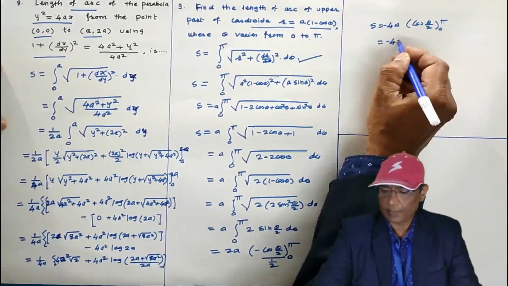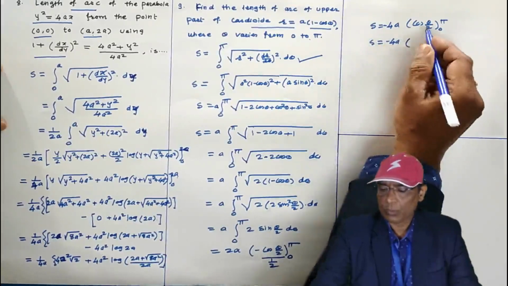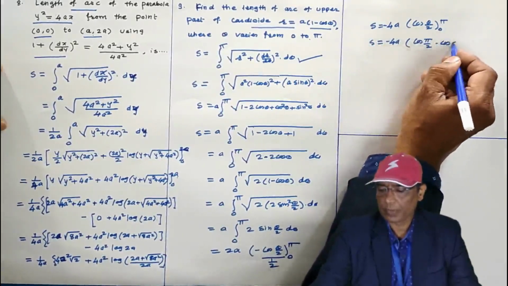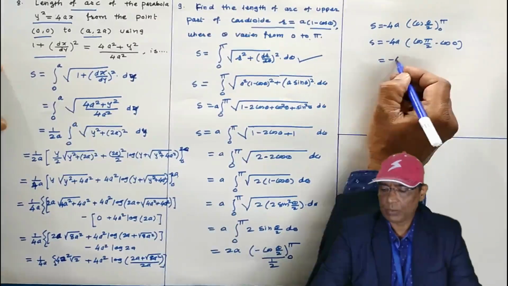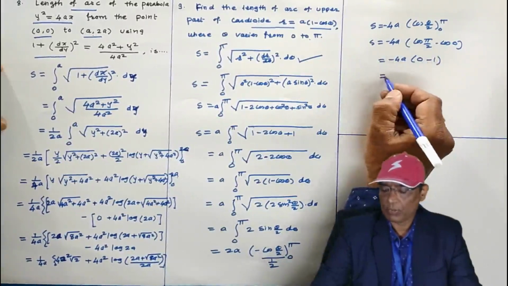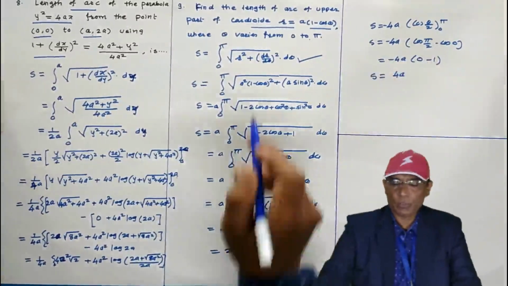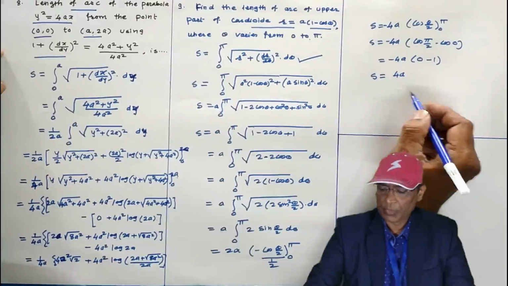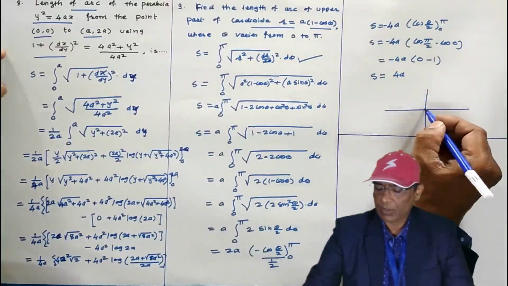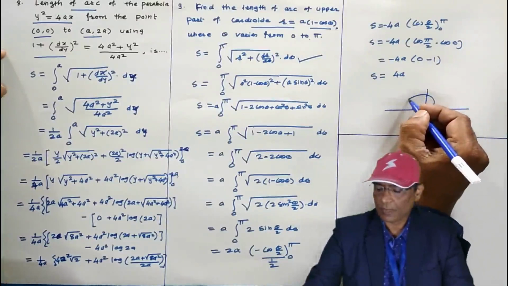Minus of 4a. Put theta equal to pi: cos pi by 2 minus cos 0. And cos pi by 2 is 0 and cos 0 is 1. Therefore it is 4a. The length of the upper part of the cardioid is 4a. Okay, the cardioid is like this. We have traced it in curve tracing. The cardioid is in this way.